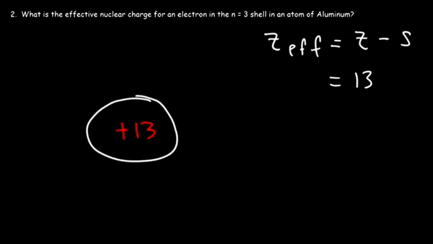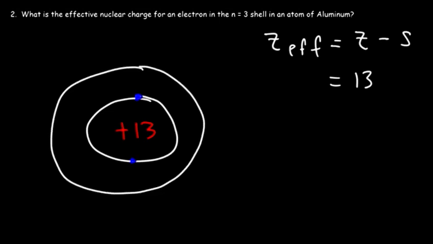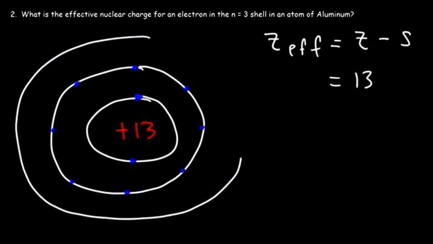Now, in the first shell, there's always going to be 2 electrons. The second shell can hold a maximum of 8 electrons. So right now we have a total of 10 electrons, but we need to get to 13. An atom of aluminum has 13 protons and 13 electrons. So keep that in mind. For atoms, the number of protons and electrons are the same. But for ions, which possess a charge, the number of protons and electrons are different.